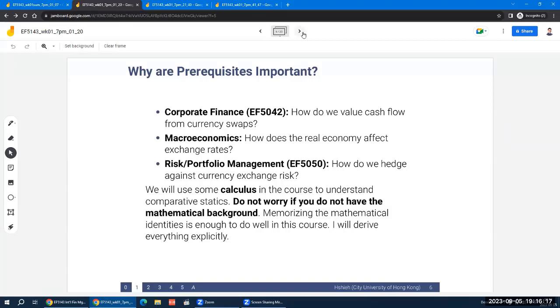Macroeconomics, it's good to have exposure to what GDP means and how to break it down. If you have some exposure to what's called the IS-LM model, that's great. But if you don't, don't worry. I will just teach it on the fly. It's not a difficult concept to understand, but if you understand what IS-LM is, then it should be very fast to pick up what I'm going to talk about. And lastly, risk and portfolio management.